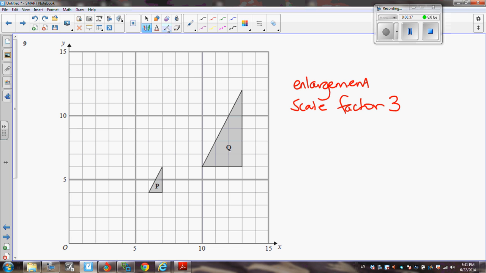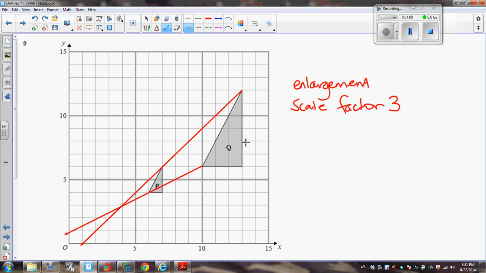Now we also need to find the centre of the enlargement, and to find the centre of enlargement, what we do is we join up corresponding corners. So I'm going to join this corner to this corner, so the top corner of the 2 triangles, I'm going to join those up, and then also going to join this corner to this bottom corner here and extend that line, so keep that going.